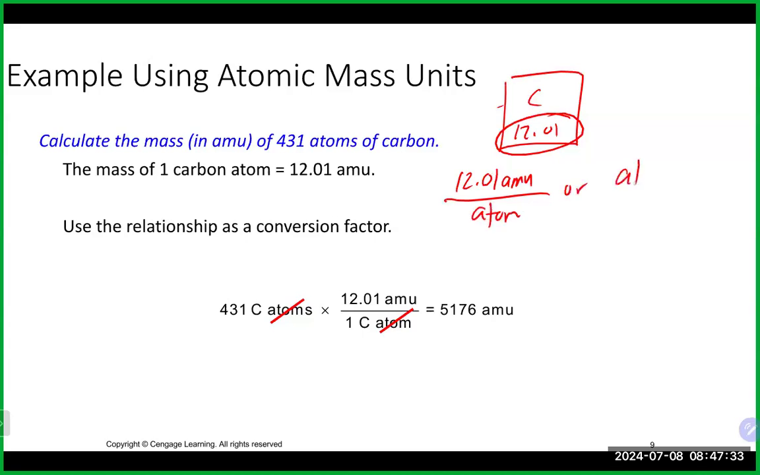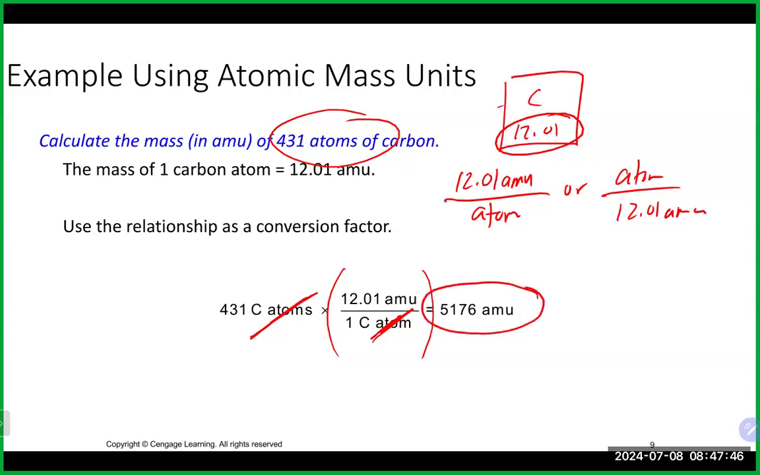R an atom is 12.01 AMU. So if we have 431 atoms, we would use the conversion factor in the opposite location so that atoms cancel, and it would give us something like 5,176 AMU is the mass of about 431 atoms of carbon in this case. And again, we could do that for any element that we find on the periodic table.